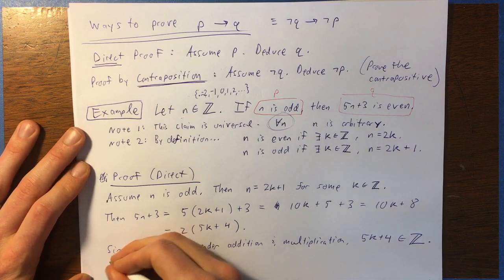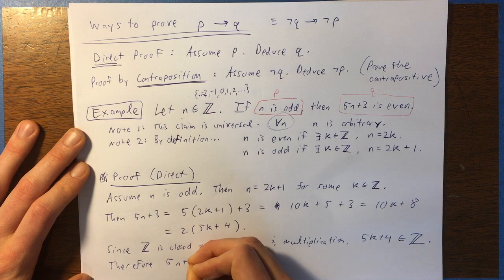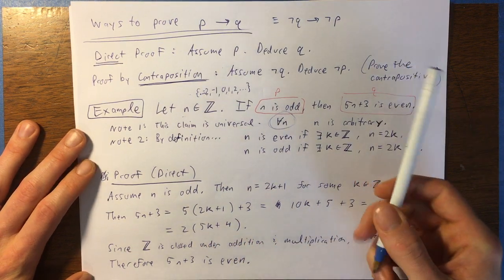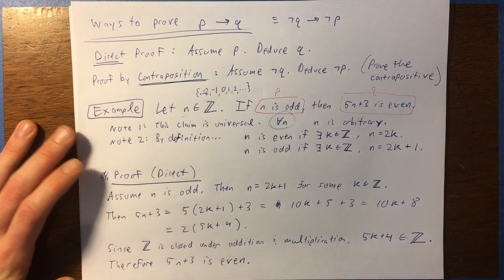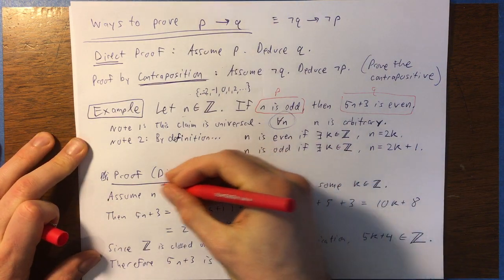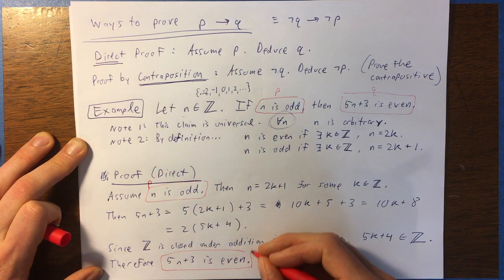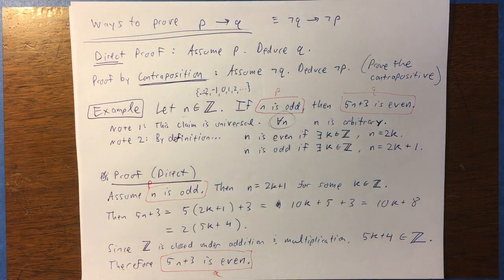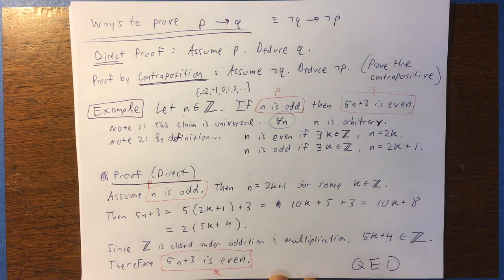So now I can say, therefore, 5n plus 3 is even, and I've arrived at Q, right? So I started by assuming n is odd, I assumed P, and I eventually got to conclude, therefore, Q. And that's how you do a direct proof. So I'll go ahead and end this one with a nice, satisfying QED.